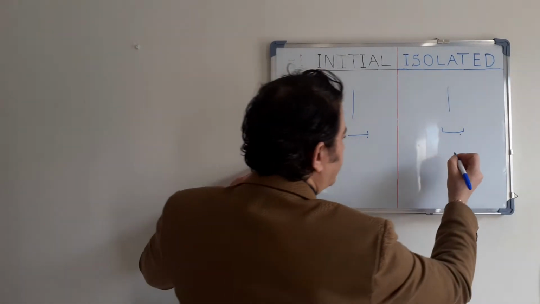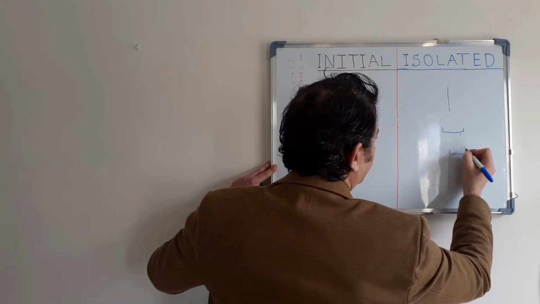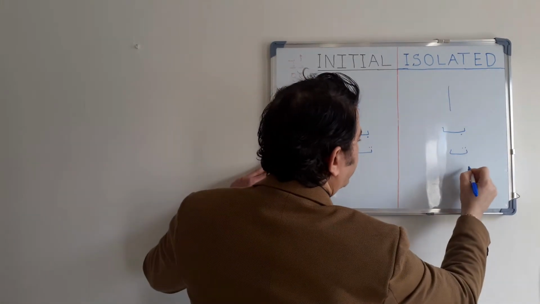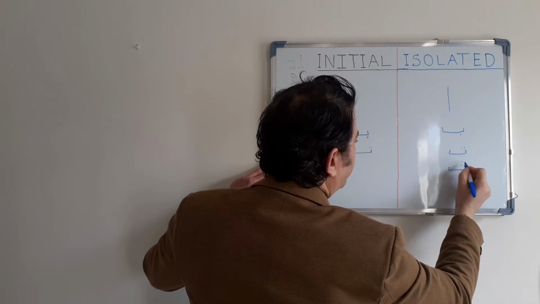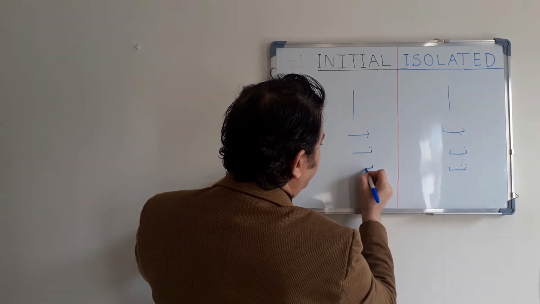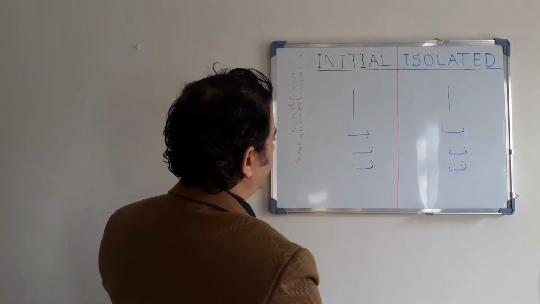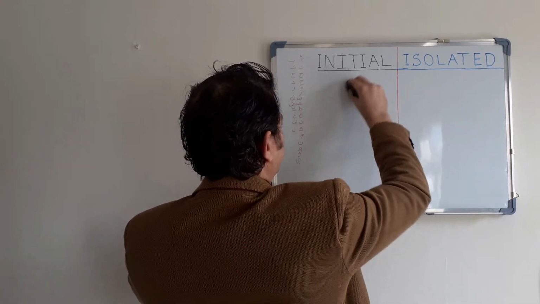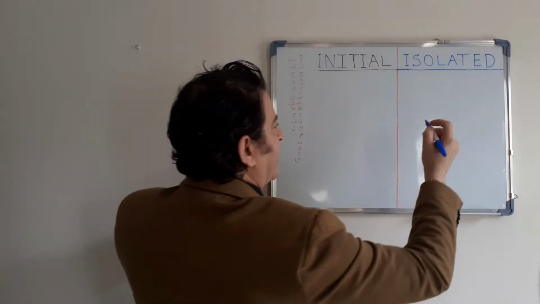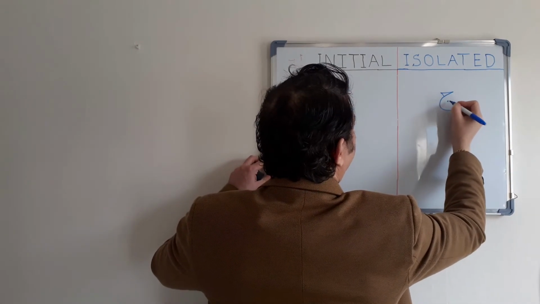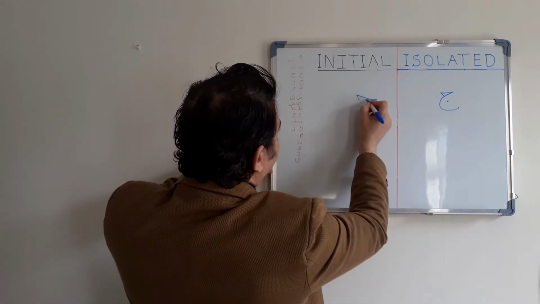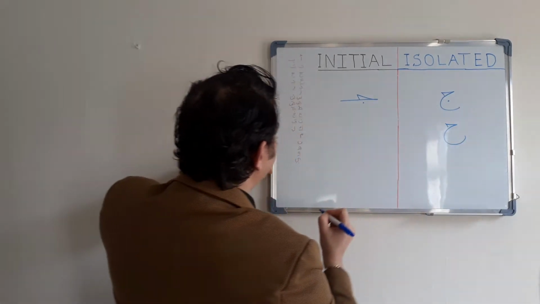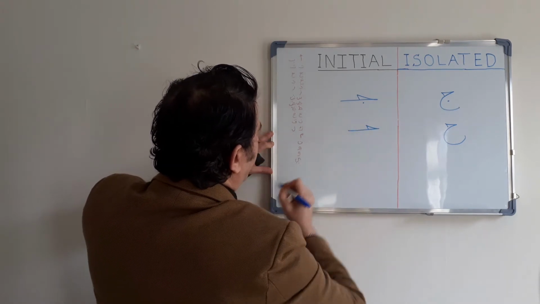Next one is Ta. Initial position. Ta. Next one is Tha. Notice the difference, it's just 3 dots. Initial position. Tha. Next letter is Jim. Initial position. Jim. Ha. Initial position. Ha.